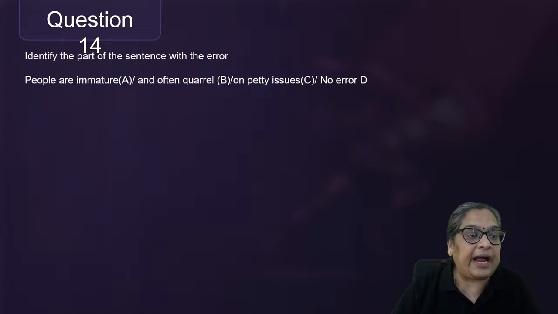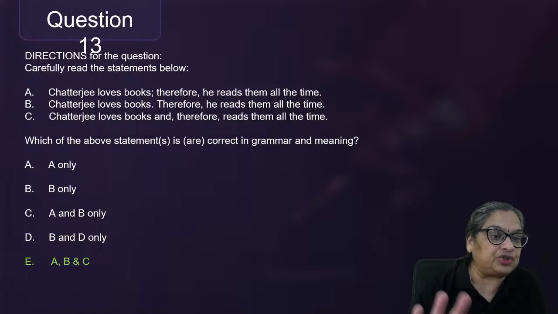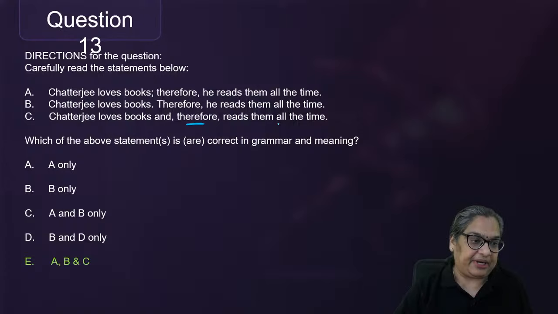Which one becomes redundant? It's only a question of punctuation here. There is no redundancy. He's not asking. Here you are giving a reason for something happening. So there is no redundancy. He loves it, and that is the reason he reads books all the time. All right?